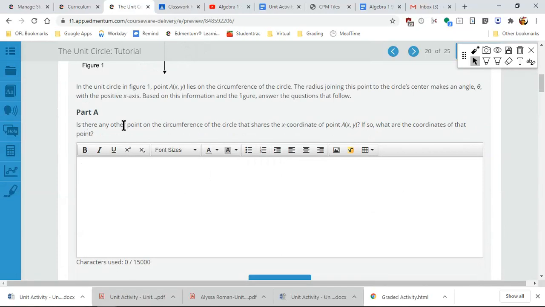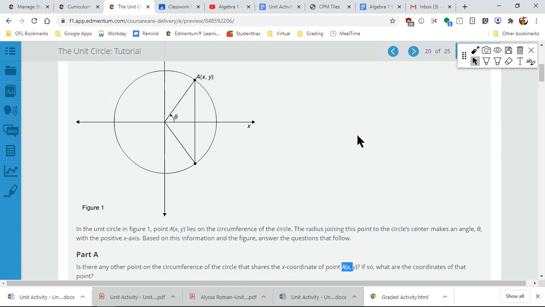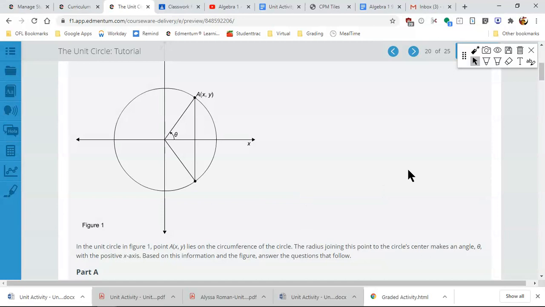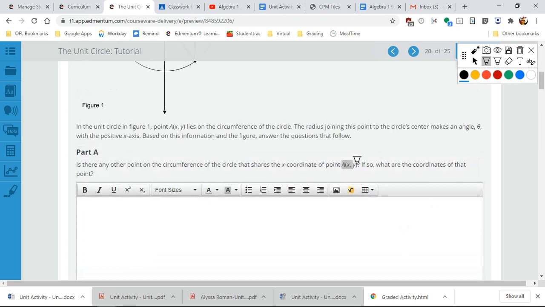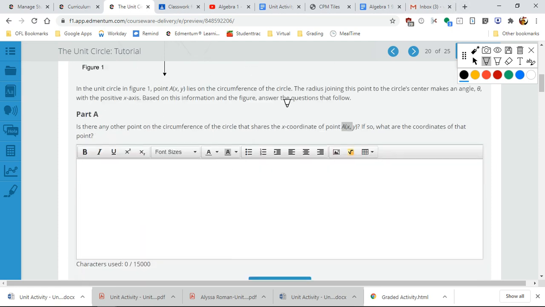All right, so is there any point on the circumference of the circle that shares the coordinate with this? So is there ever another point? Yeah, there is. There's quite a few of them, right? So if we're thinking about a unit circle, is there ever a point where we would have the same point as this over here? And the answer would be yes. That answer would end up being x comma negative y. It has the same point.